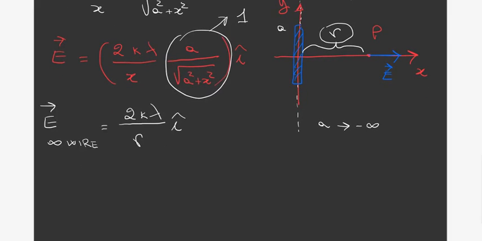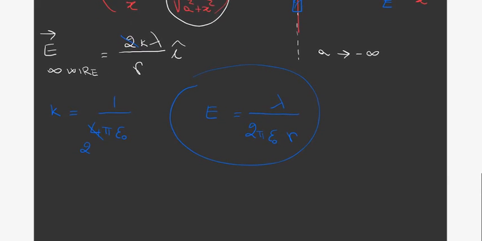If you want, you can also substitute k as 1 over 4 pi epsilon 0, and the overall electric field in magnitude becomes, because the 2 will simplify with the 4 at the bottom, lambda, the charge density distributed over the wire, divided by 2 pi epsilon 0 times r. This is in magnitude, and in direction you know that it is away from the wire.